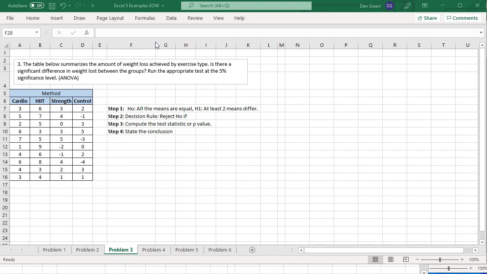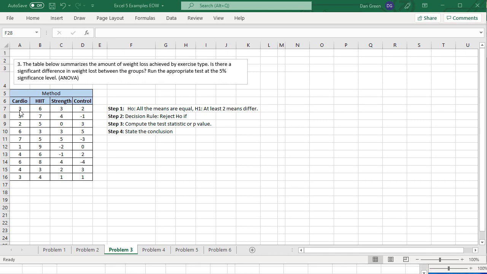This example is like problem 3 from the Excel Week 5 assignment. So here, the table below summarizes the amount of weight loss by each type of exercise. We want to know, is there a significant difference in the weight loss between the groups? Run the appropriate test at 5%.